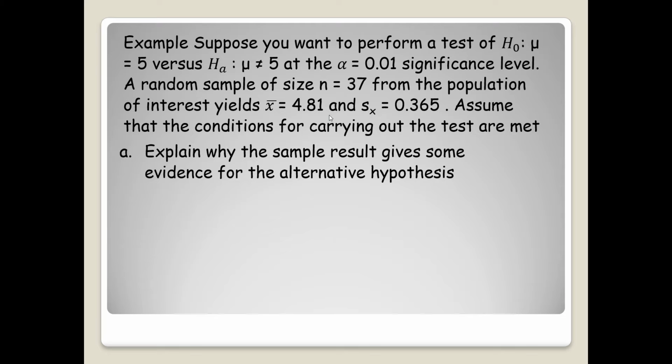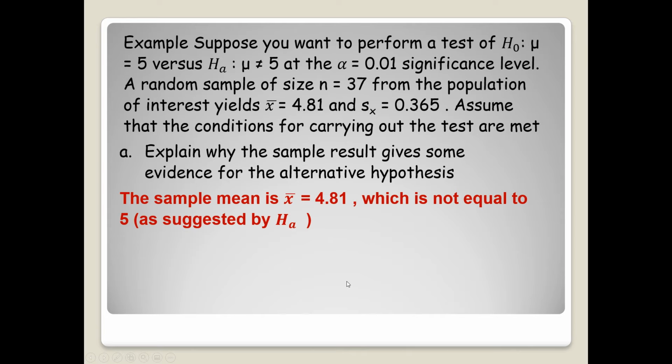So let's go on. Assume that the conditions for carrying out the test are met. Explain why the sample result gives evidence for the alternative. So if you look, here's my alternative. My mean does not equal 5. And here's the mean of my sample, 4.81. Well, I want to prove my mean doesn't equal 5. Did we? Potentially, because I got 4.81. The sample mean is 4.81, which is not equal to 5, which suggests the alternative hypothesis is true.